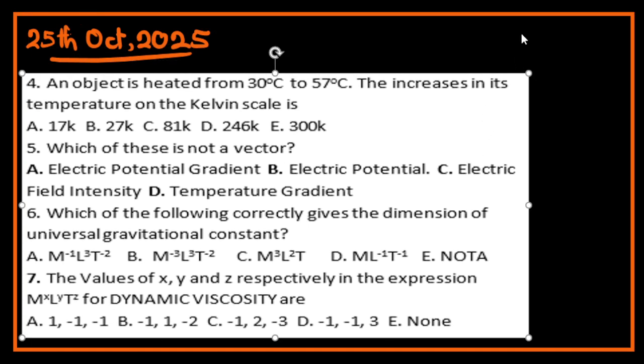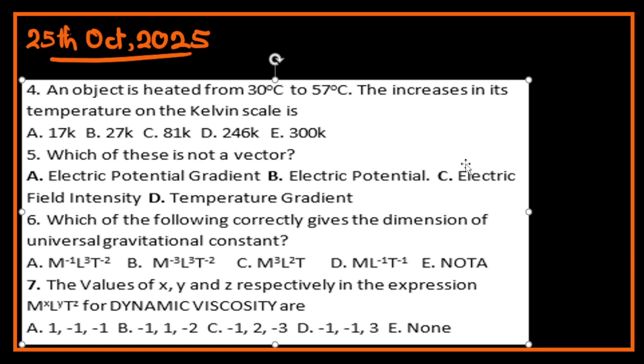the question, that's question number 4. Question number 4 says an object is heated from 30 degrees Celsius to 57 degrees Celsius. The increase in its temperature on the Kelvin scale is what? So the question is asking you for the change in temperature on the Kelvin scale. Can somebody unmute himself and tell us what you think the answer is? What do you think the answer is?